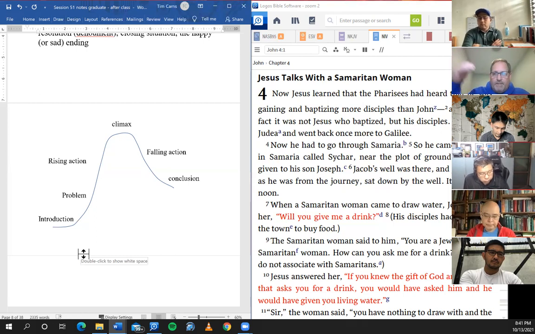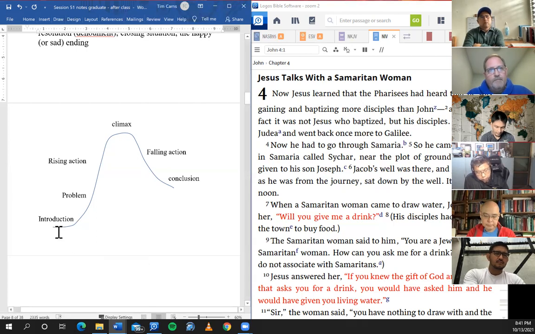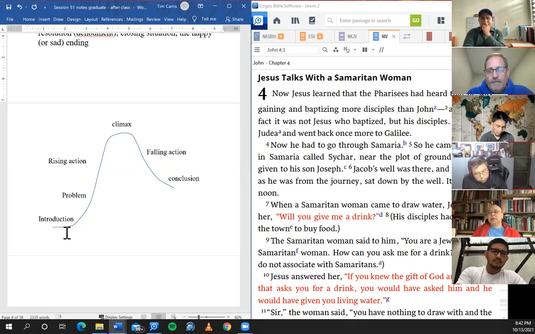And you can see how Genesis 37 to 50 does have its own problem, rising action, climax, and falling action. Let's talk about that a minute. Joseph's story. What would be the problem in his story as we just think about Genesis 37 to 50? Anyone want to answer that? He was betrayed by his brothers and sold.